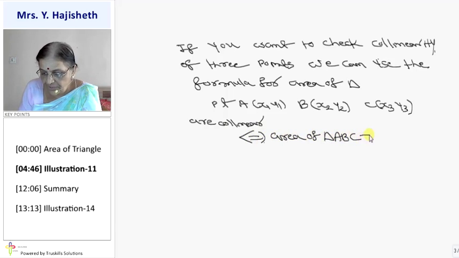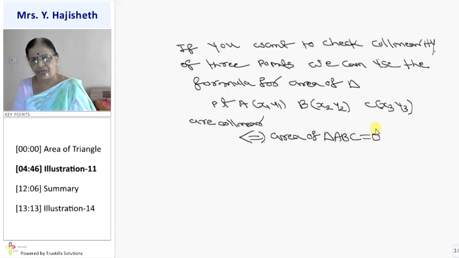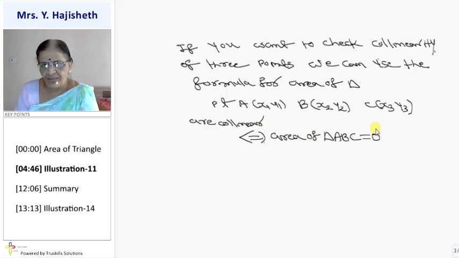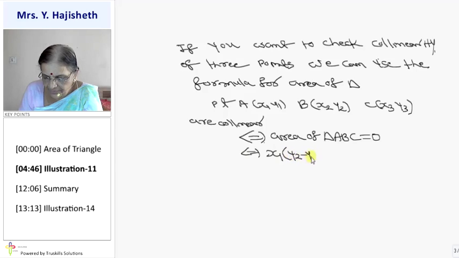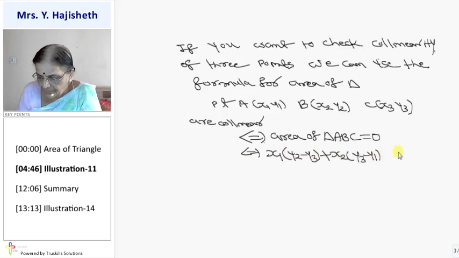When ABC are collinear, they do not form triangle. When they do not form triangle, there won't be any area. Area must be 0 if and only if, 1/2 का कोई मतलब नहीं है कंडीशन में, x1 into (y2 minus y3) plus x2 into (y3 minus y1) plus x3 into (y1 minus y2) is 0.